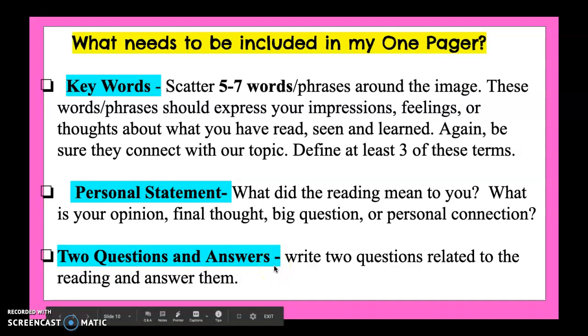And those of you that have been working this year on level 2 and 3 questions throughout the school year, I encourage you to make your questions those higher level questions, level 2 or level 3. And that means when you answer the questions, you might have your own personal opinion in there because they're inference-based, so that is okay as well. So, keywords, personal statement, 2 questions and answers.